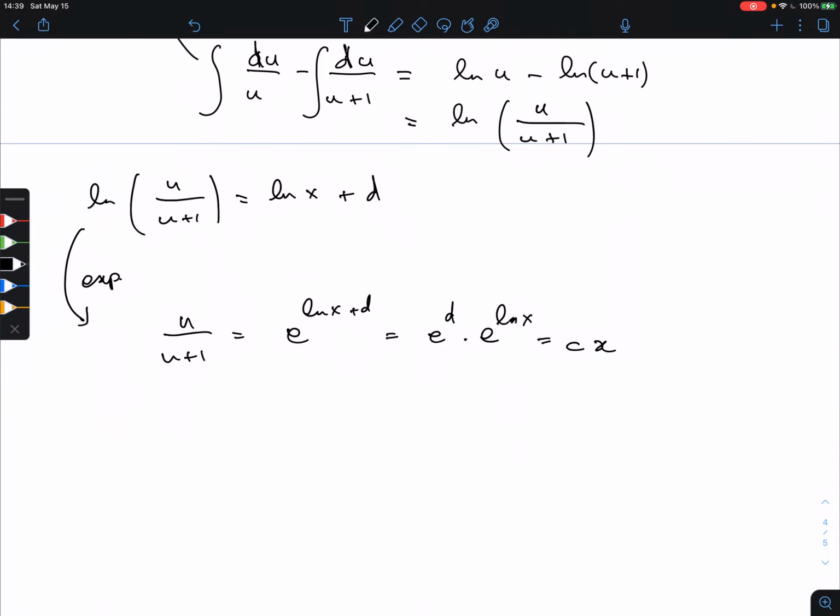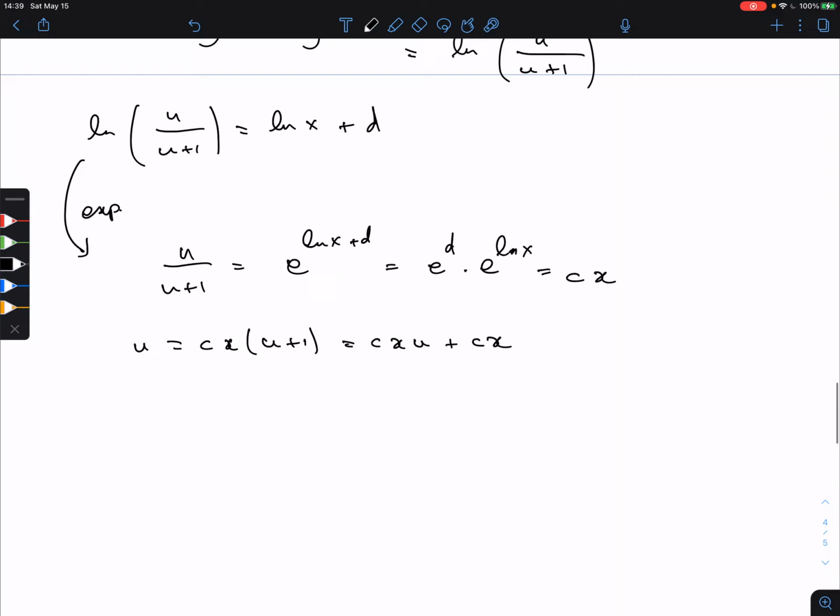All right. Now it's still not solved for u. So still a little bit of multiplication here. u is cx times u plus 1. That is cxu plus cx. Yeah, these things tend to be a little bit long, a little bit of work to do. So we have to solve for u, bring this term to the other side. So we get u minus cxu equals cx. Factor out u. 1 minus cx times u is cx. And then finally, u is cx over 1 minus cx. And that is u. Be careful.